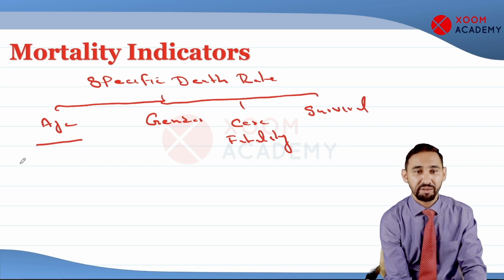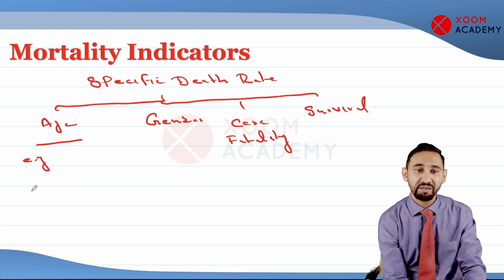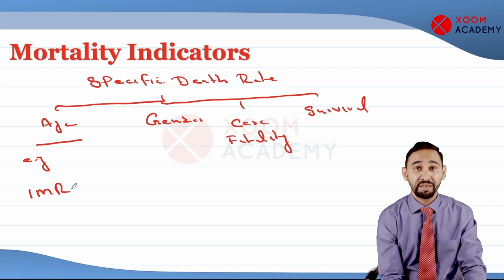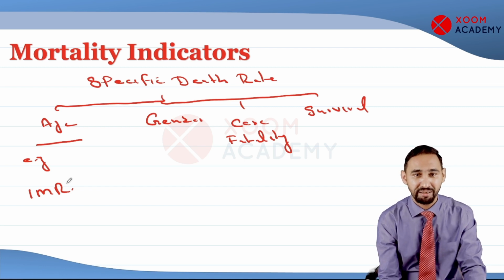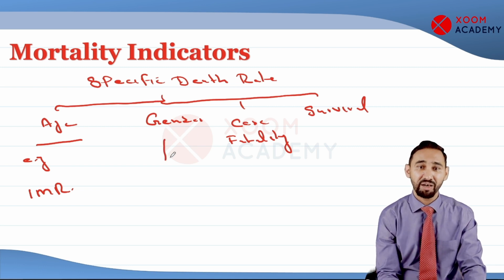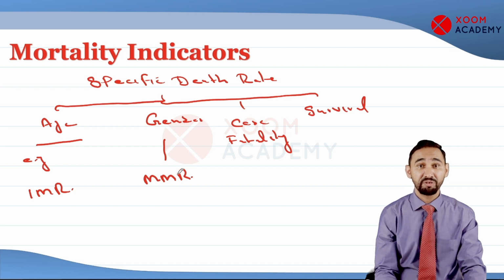The example of age specific mortality rate is infant mortality rate. It is the most sensitive indicator. There is an MCQ: which indicator is most sensitive? Your answer should be infant mortality rate. Then, if you divide according to gender, maternal mortality rate is the example. How many females of reproductive age are dying?